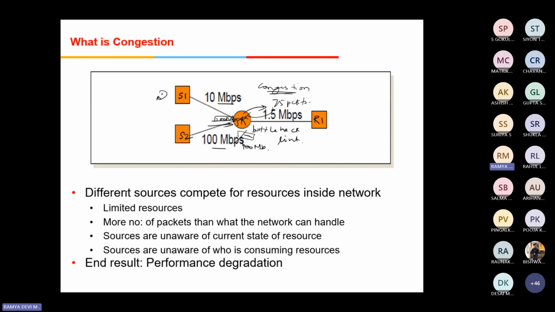So no coordination will be existing among the sources. Each sender assumes it has a full link capacity. It causes the overloading, right? So performance will be degraded, the packets will be delayed, dropped, throughput will drop, latency increases. So overall network performance will suffer, right?